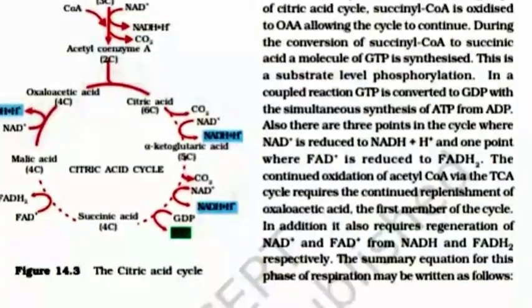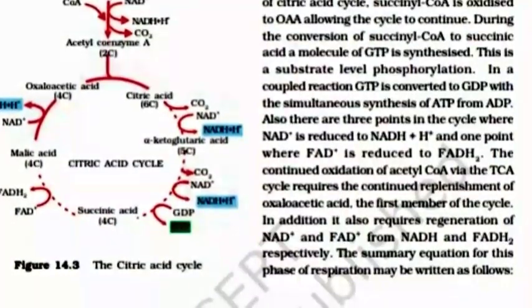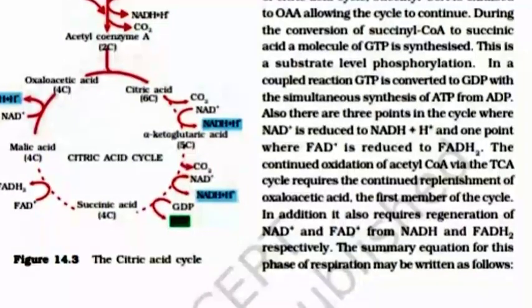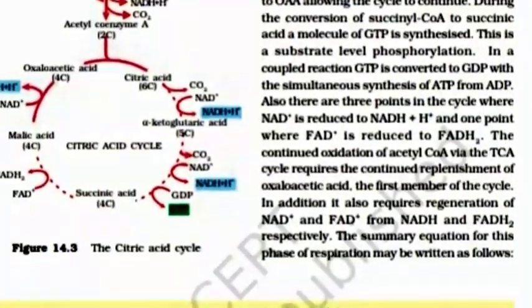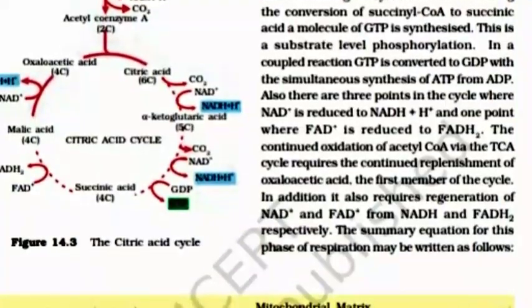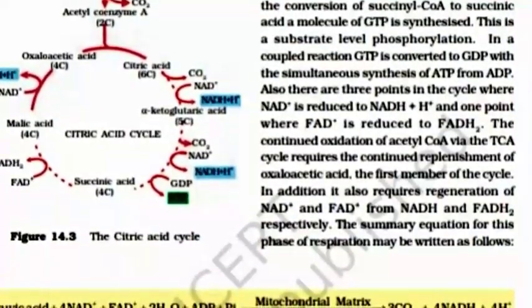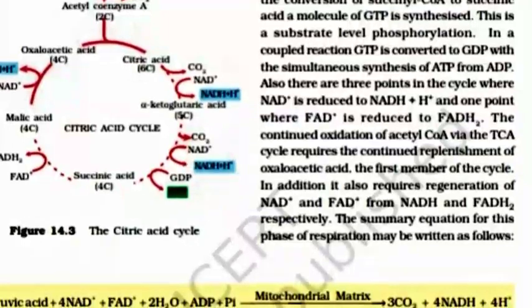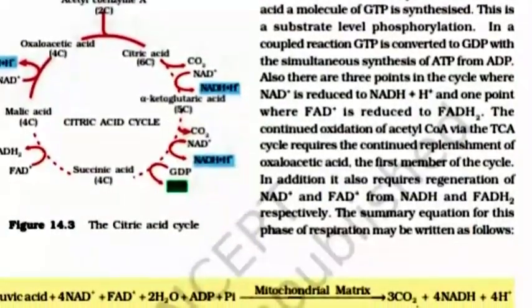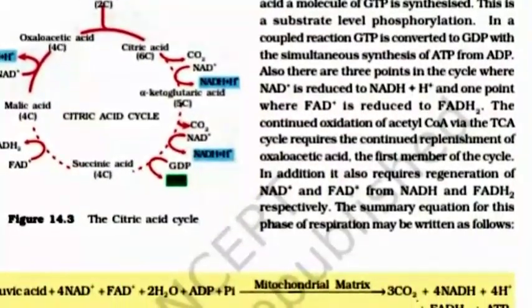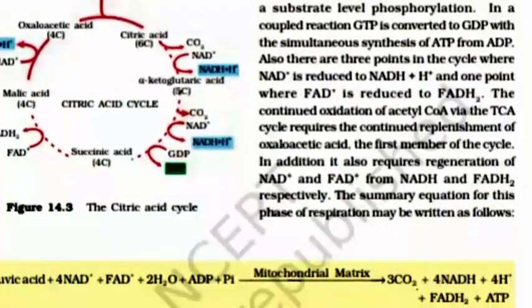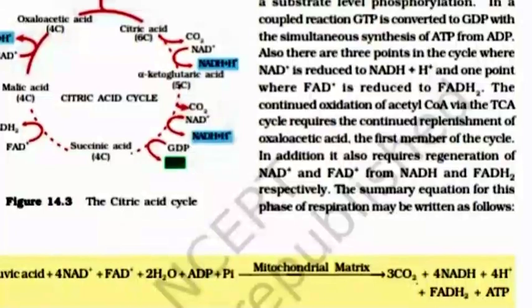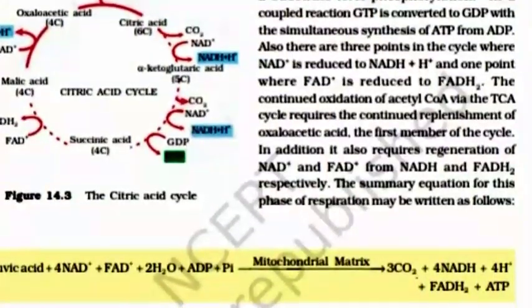Also, there are three points in the cycle where NAD ion is reduced to NADH plus H ion, and one point where FAD is reduced to FADH2. The continued oxidation of acetyl-CoA via the TCA cycle requires the continued replenishment of oxaloacetic acid, the first member of the cycle.